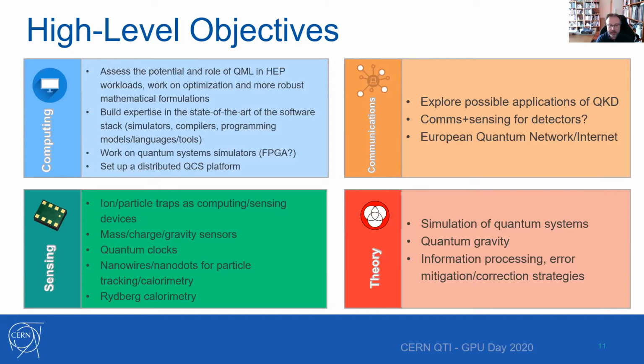For sensing, again, there is a lot already going on in, let's say, low energy experiments, more related to quantum, to dark matter searches, antimatter.